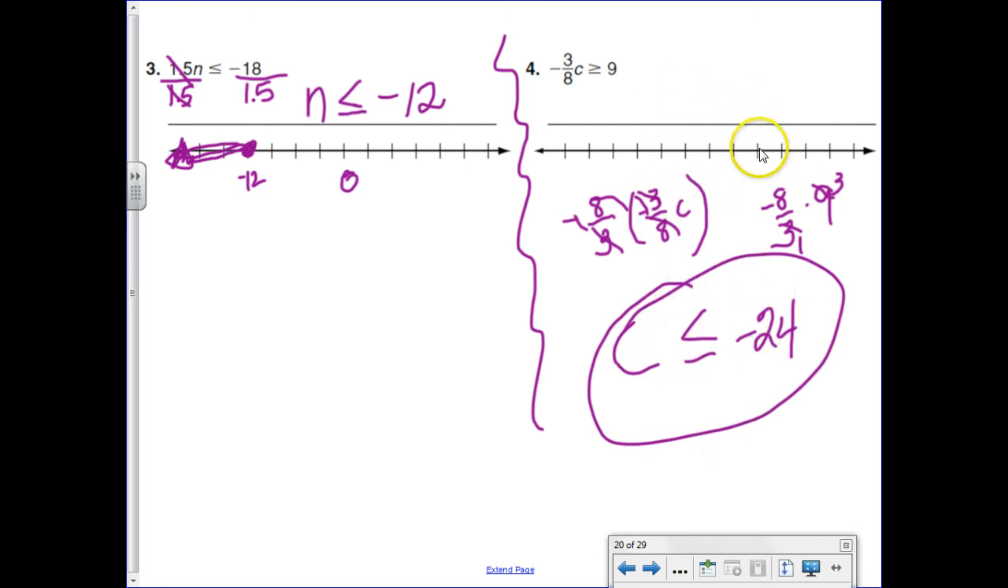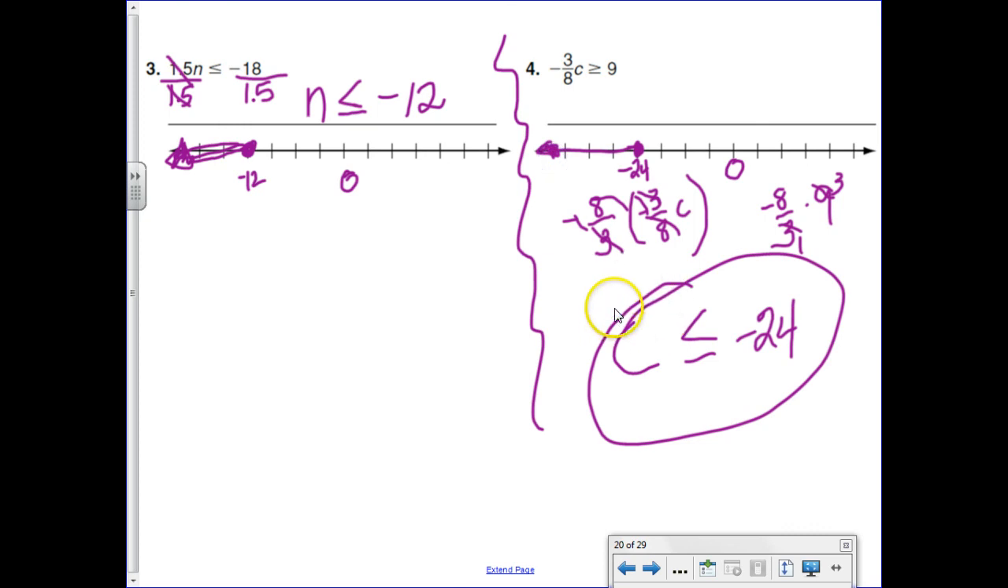Now here's the deal. Once again, I don't expect you to count 24 spaces here, so go by whatever you want. If you want to go by 6s or 4s or whatever, just go ahead and pick. I'm going to go by negative 6s. 6, 12, 18. This would be negative 24 right here. It has to be a solid dot again because I had the equal symbol, and then because it said less than, I need to go to the left and fill in my arrowhead that way.